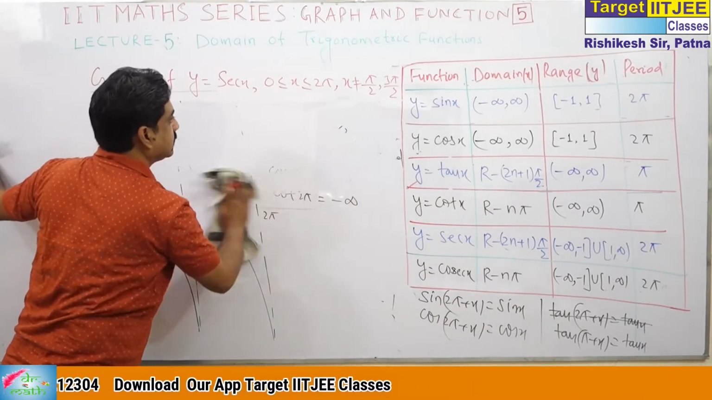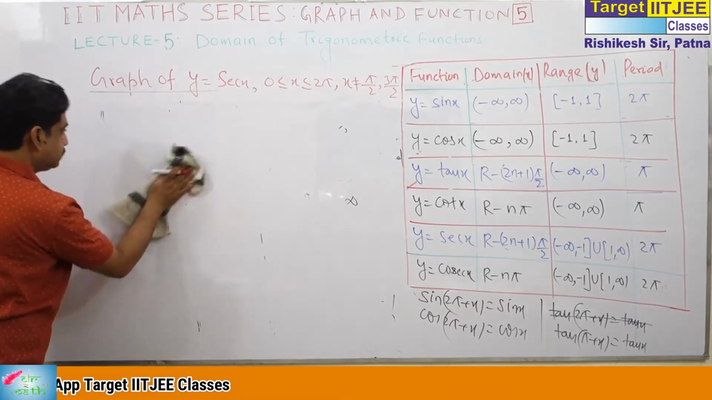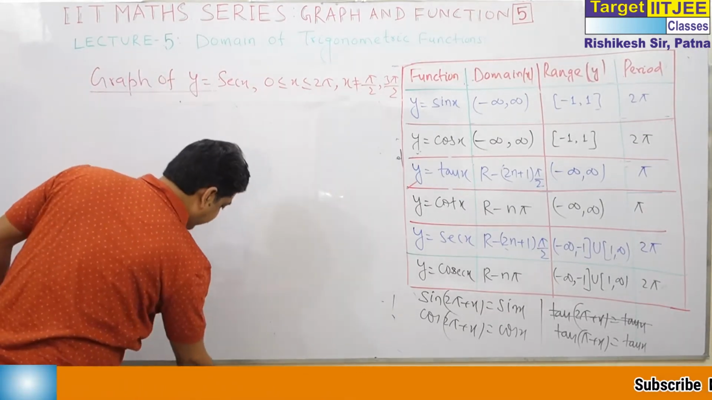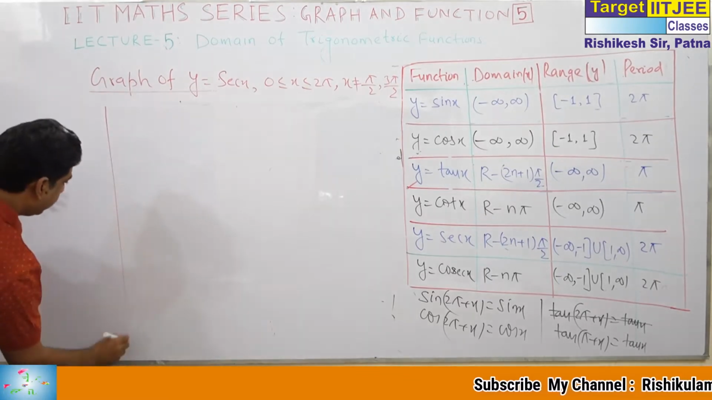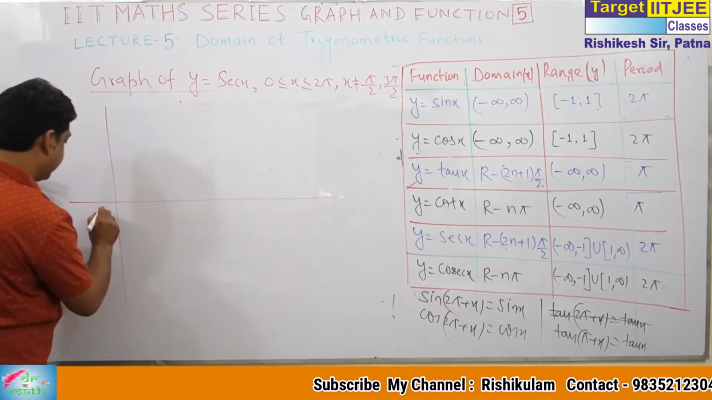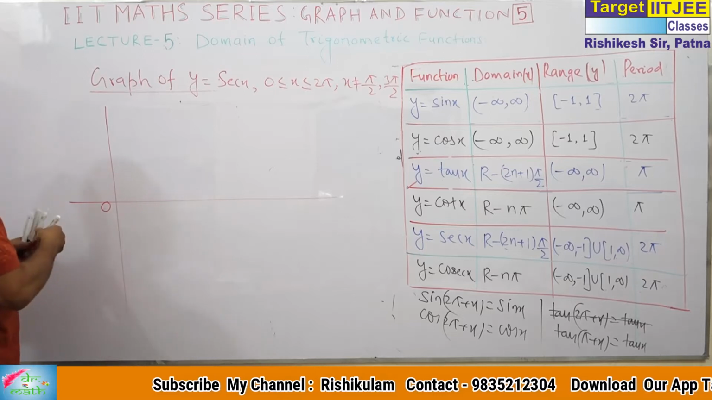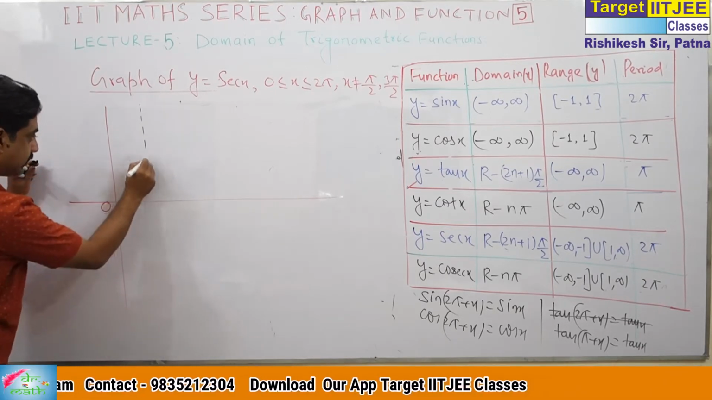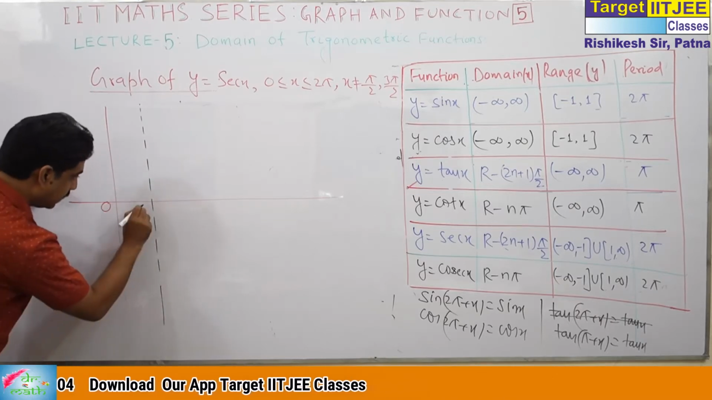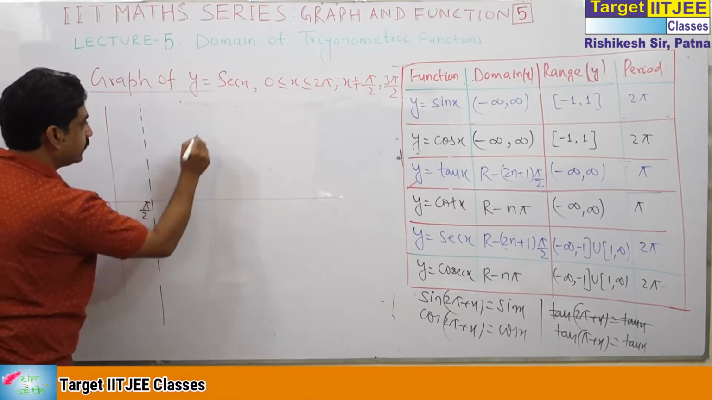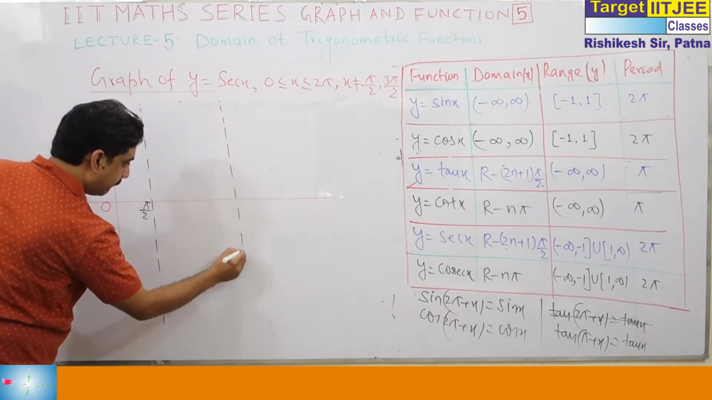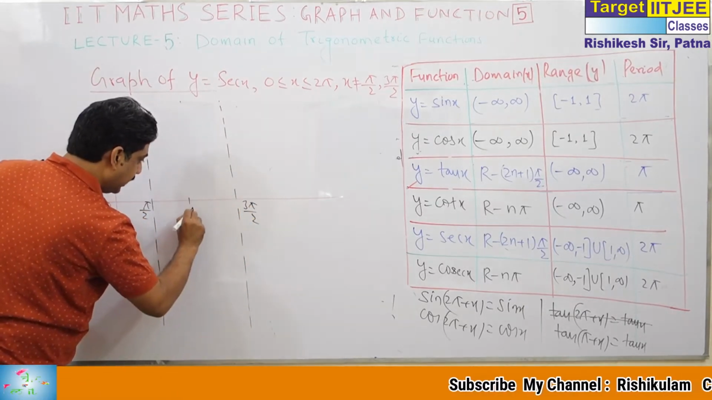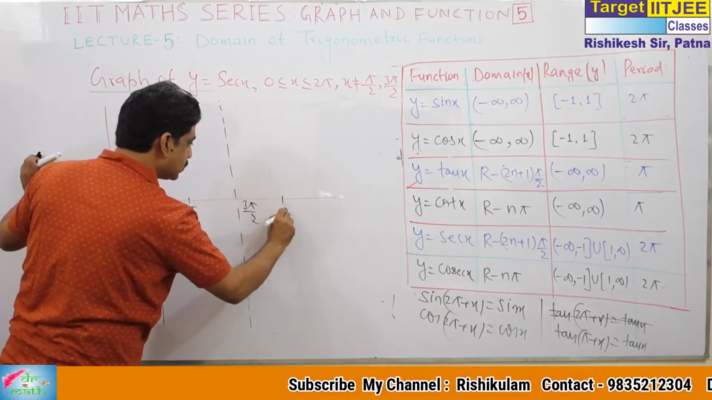Now come to the graph of sec x. Graphs of sin x and cos x are continuous graphs. But after that we are getting discontinuous graphs. Now come to this. First of all, I would like to make the asymptotes. This is at pi by 2. Now this is at 3 pi by 2. This point is pi and this point is 2 pi.